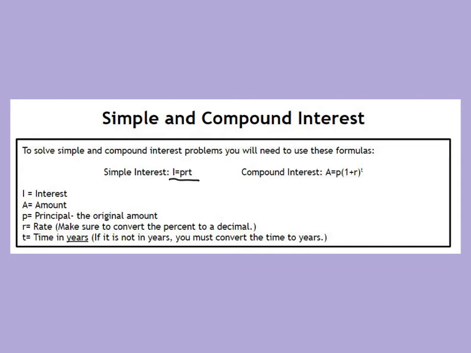You'll notice the big difference between these formulas, other than how they're laid out, is that this one starts with A and simple interest starts with I. So when we have simple interest, we are looking for I equals, or just the interest by itself. If we're going to find the amount, then we're going to have to add back the principal to the interest. Compound interest is the other way around. We have the amount, the total amount in the account, and to find interest, we have to subtract the principal.